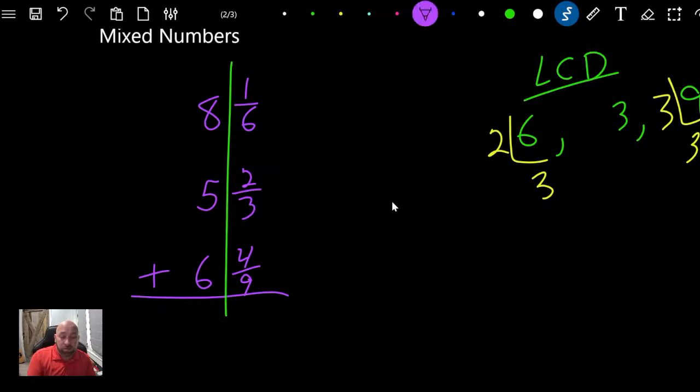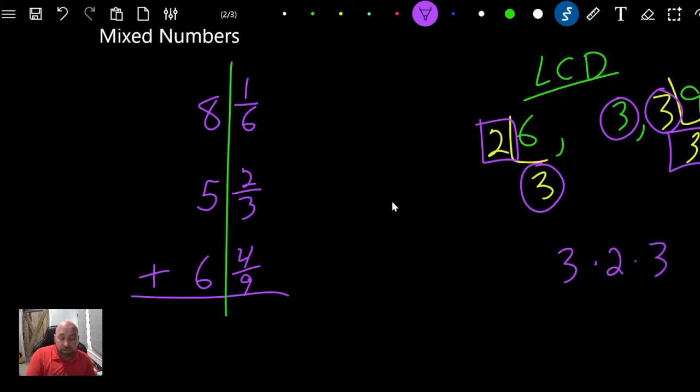So then we would circle our common factors. Look, I have a common 3. 3 is in all of those. So we would use the 3 one time. Then we would take everything that's left over. There's a leftover 2 and there's a leftover 3. My LCD is going to be 3 times 2, which is 6, times 3, which is 18. My LCD is 18.